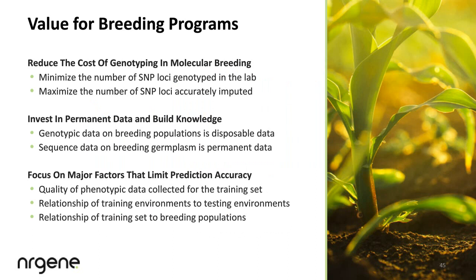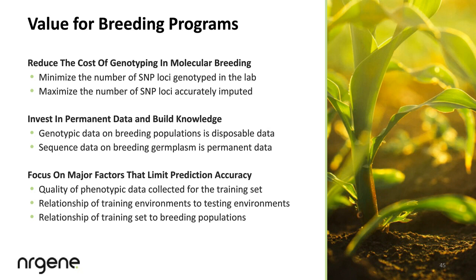So finally, I'd like to finish up and just summarize some of the value that this has for breeding programs. Above all, we want to reduce the cost of genotyping and make genotyping feasible for conventional programs as they convert, and to make it as accessible as possible for all breeding programs in plants. So the way that we do that is by minimizing the number of SNP loci that are genotyped in a laboratory situation, which is expensive, and maximize the number of SNP loci that are accurately imputed.